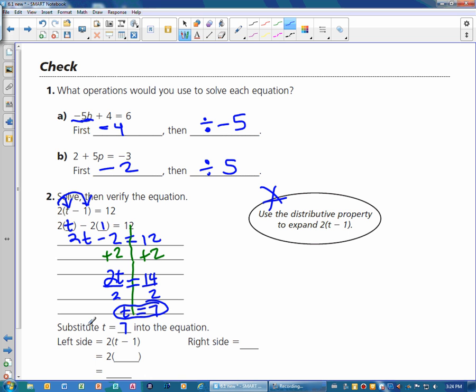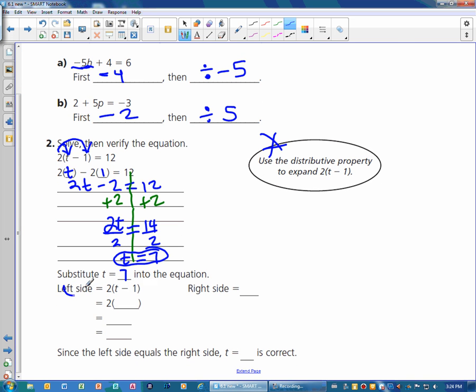Now, we have the answer. So they say, hey, let's go ahead and substitute t equals 7 into the equation. Now, they love this left side, right side stuff. I don't like that at all. I don't find that helpful. Let's get rid of that, and let's just plug it in and make sure that it works.